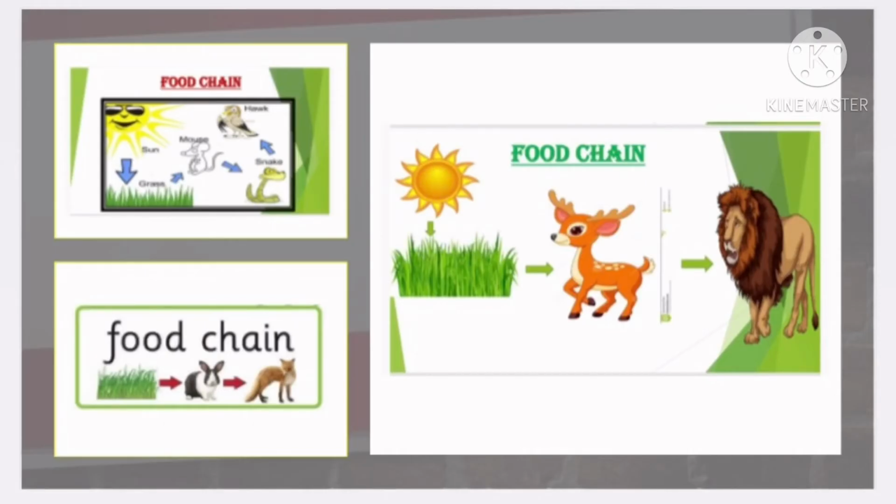We will try to understand what is food chain. Look at the given pictures carefully. I will explain one of the pictures. In the third picture that is shown, you can see plants using sun energy or sunlight to grow, which is further eaten by deer, and deer is further eaten by lion.